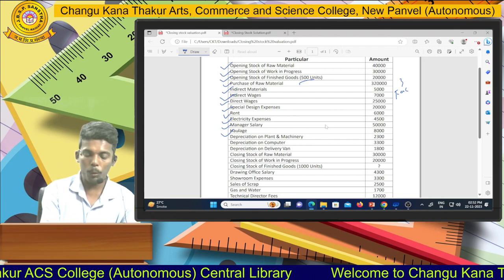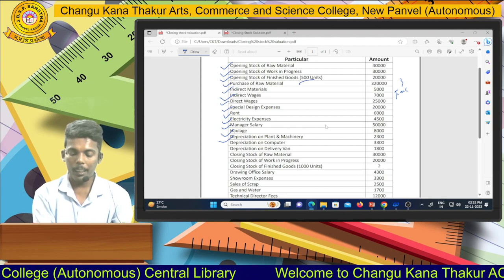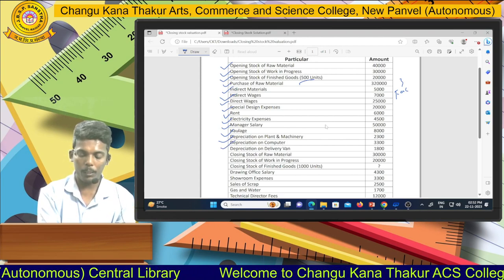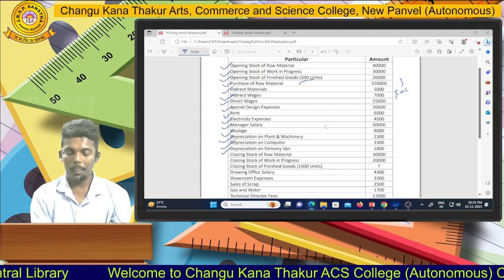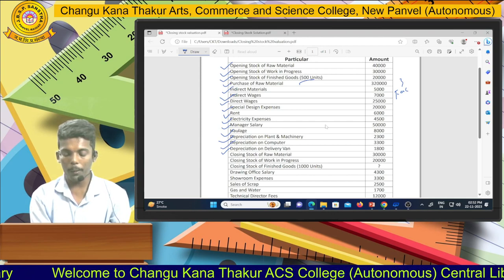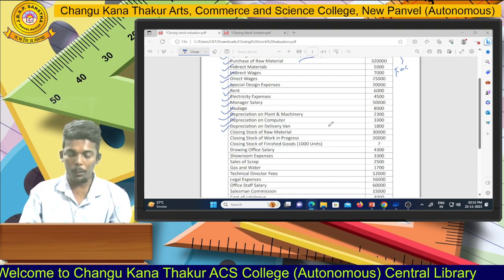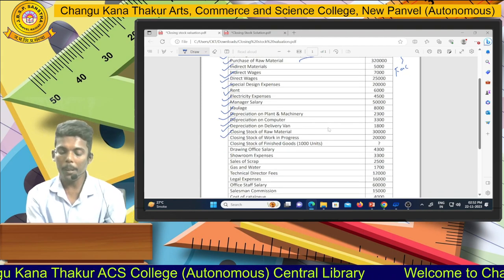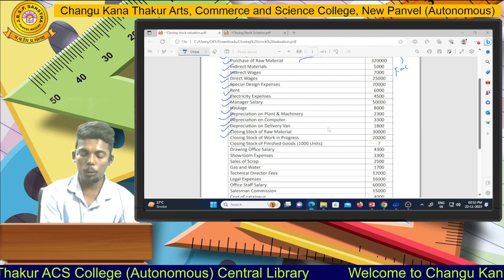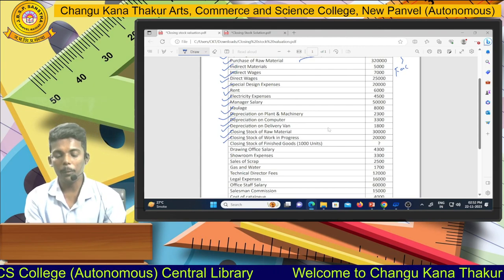Then they give you depreciation on plant, depreciation on computer, and depreciation on delivery van. Depreciation on plant and machinery is factory, the computer is office, and the delivery van is selling and distribution. Then they give you the closing stock of raw material. Closing stock of raw material we deduct from the material consumed, working number one. Then closing stock of work in progress we deduct from the factory overheads.